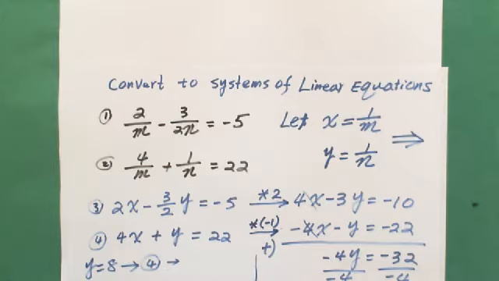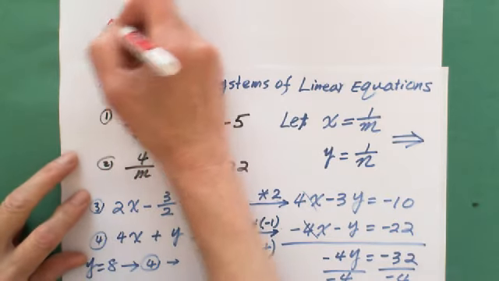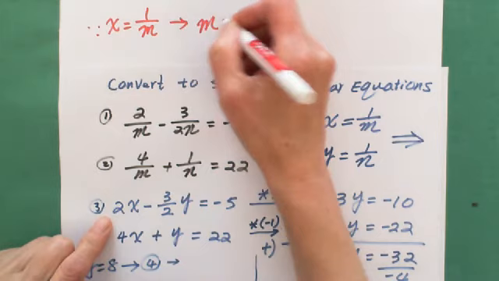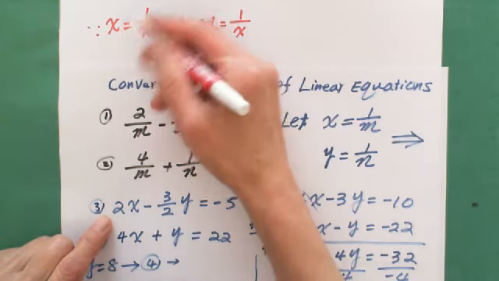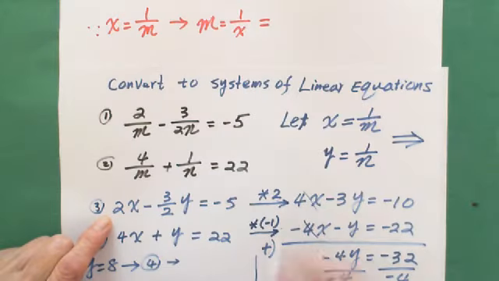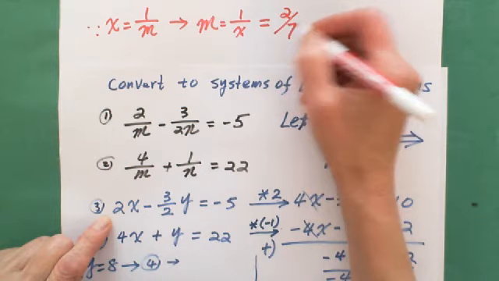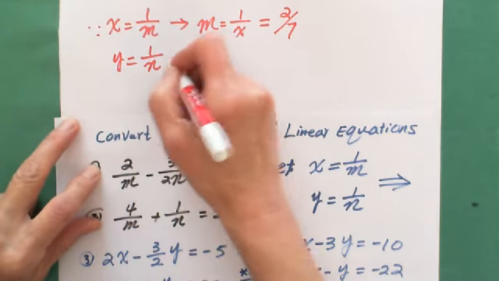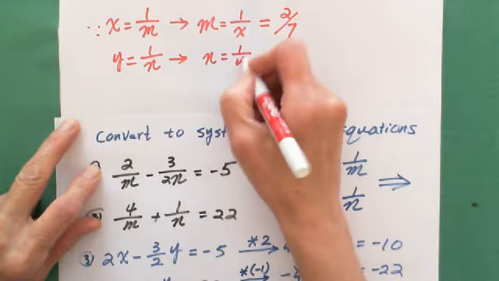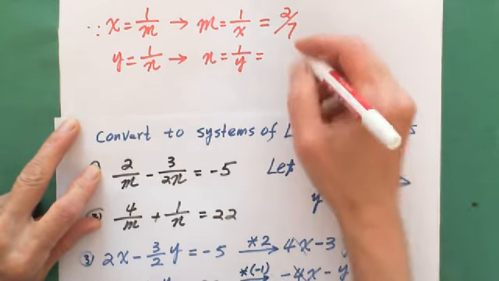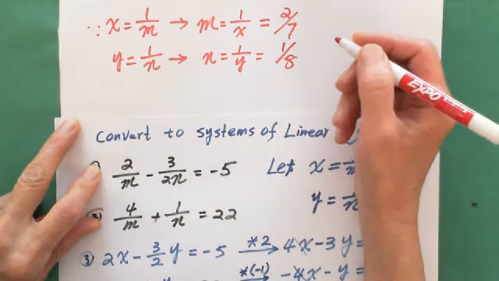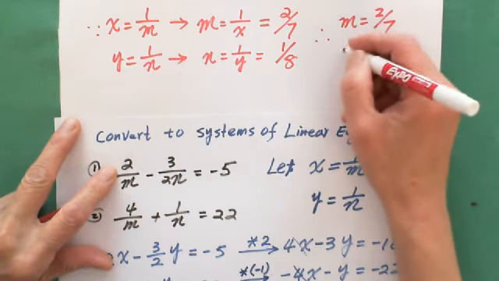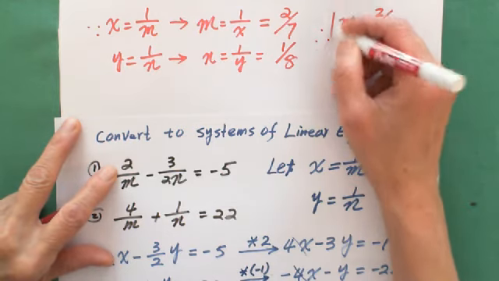So after that, we say x equals 1 over m, so we have m equals 1 over x, right? Reciprocal. So the reciprocal of x is 2 over 7. And the same thing, y equals 1 over n. n is the reciprocal of y, which is 8, so this is 1 over 8, right? So the answer m equals 2 over 7, n equals 1 over 8 is the solution.